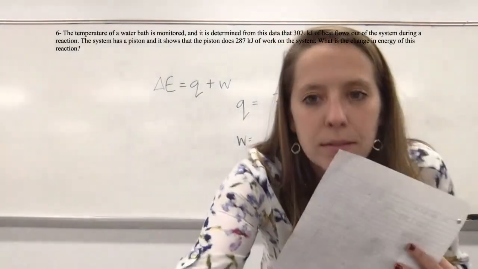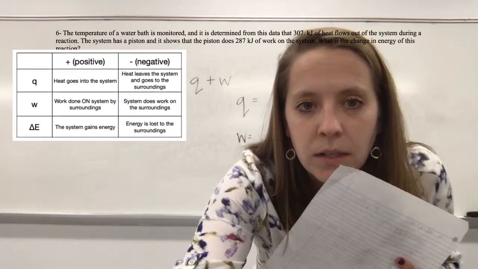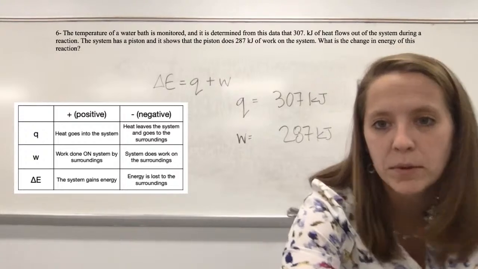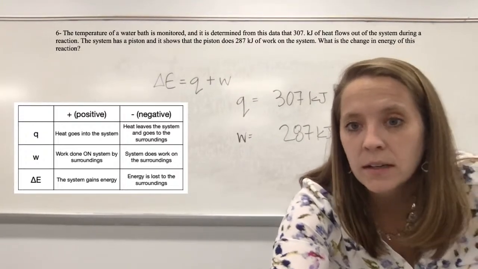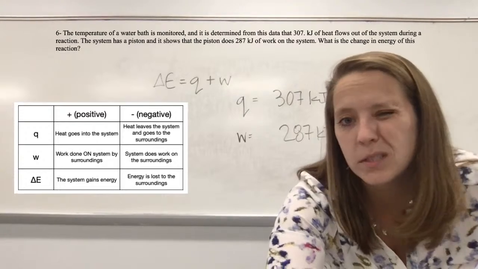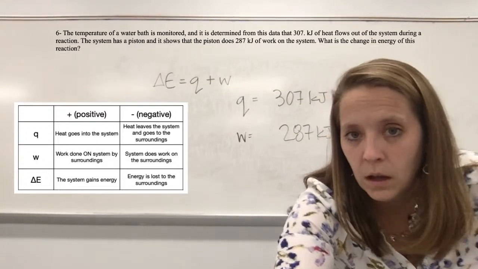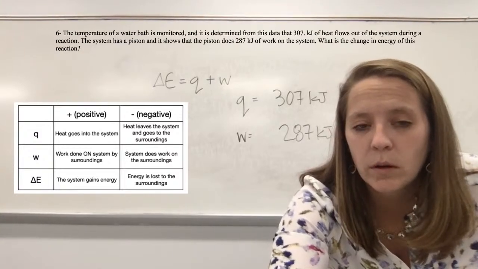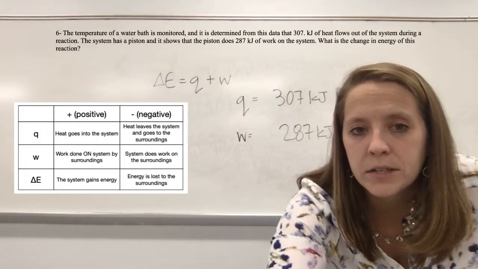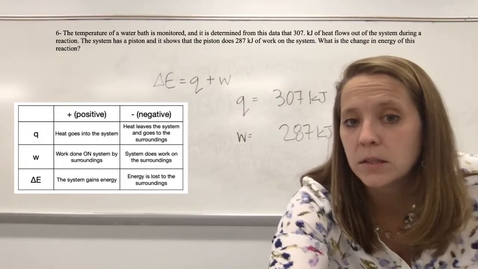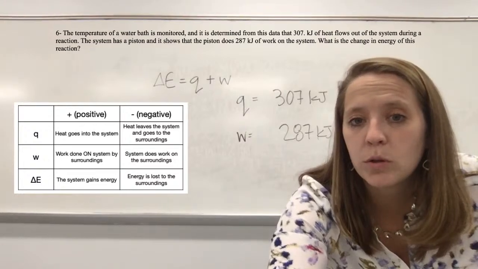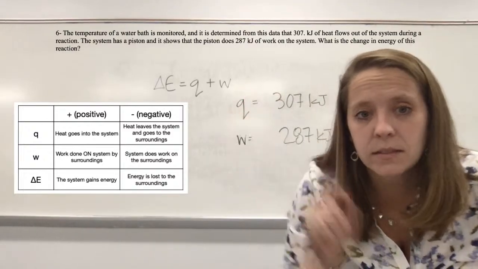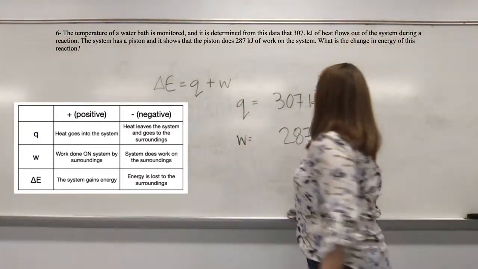So let's hope this works the way I think it's going to. Yes. So, all right, I'm working here with what we got. So this slide came out of your notes. I made this table because I think it's really clear. So 307 kilojoules of heat flows out of the system. So we look over here, we have heat. Does it go into the system? Nope, it goes out. So heat leaves the system and goes to the surroundings. So that is consistent with what the question asks. So this tells us that Q is negative.